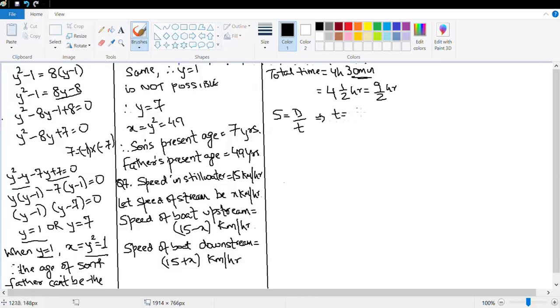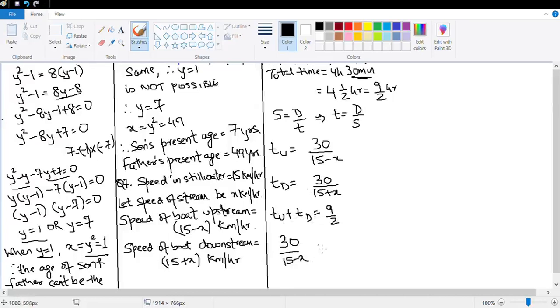Perfect. And I also know that speed is equal to distance upon time, and in this case time is given, so time will be equal to distance upon speed. So time for upstream will be equal to distance traveled, which is 30 kilometer, and the upstream speed is 15 minus x, and the time for downstream will be equal to distance traveled, which is 30, and the speed is 15 plus x, and the relationship given is time upstream plus time downstream is equal to 9/2. So let's substitute: 30 upon 15 minus x plus 30 upon 15 plus x is equal to 9/2.